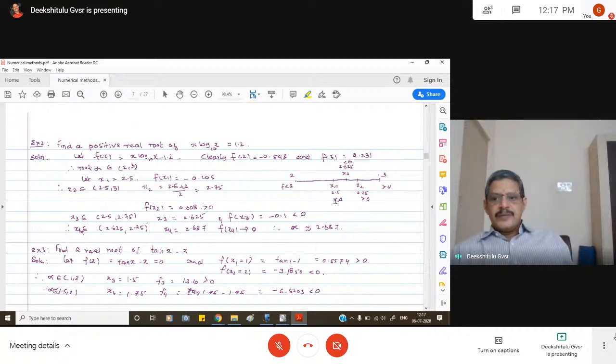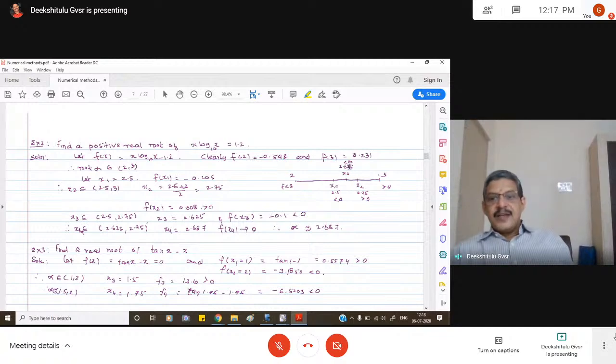So this is negative, this is negative. So the root lies between these two values. So x2 becomes the midpoint of 2.5 and 3, that is 2.75. The function value is greater than 0. So f of x1 less than 0, f of x2 greater than 0. Again it is greater than 0, so this interval we need not consider. Leave it. So the root lies between these two, 2.5 and 2.75. Take the midpoint of that, 2.625.